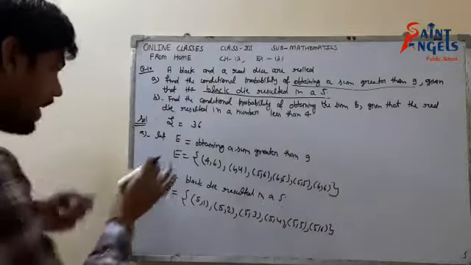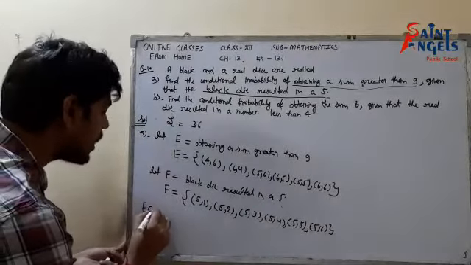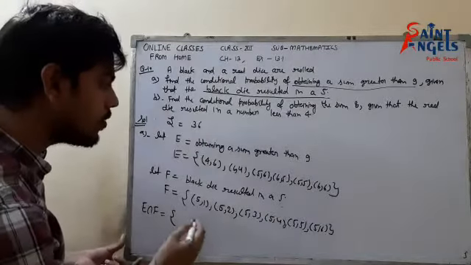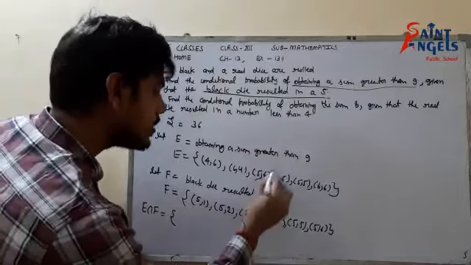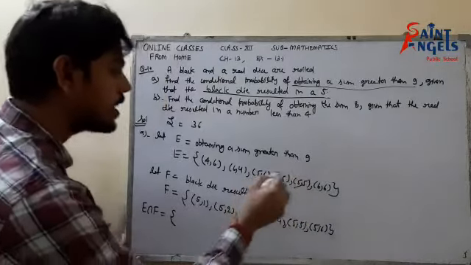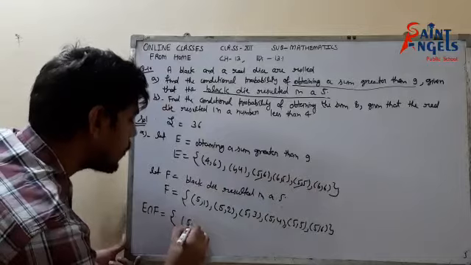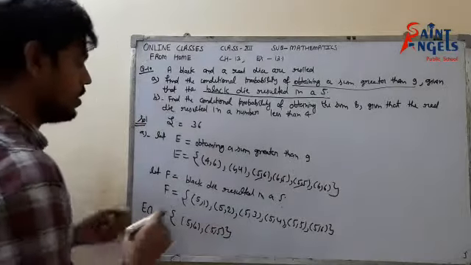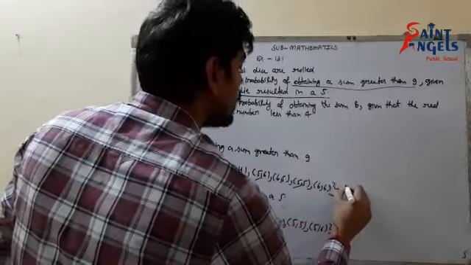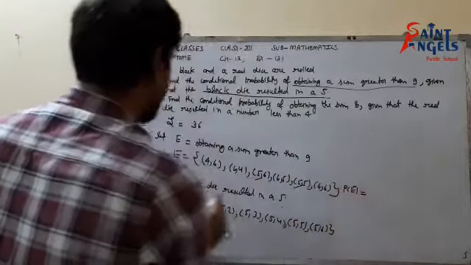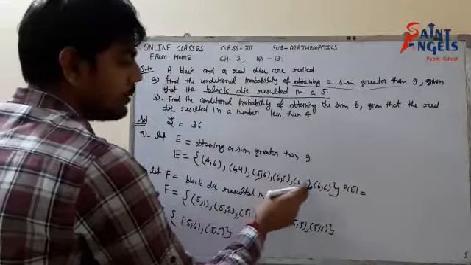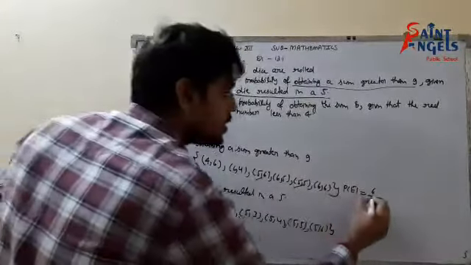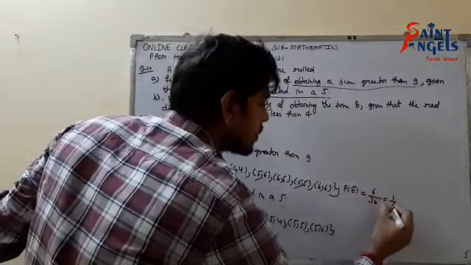Okay. Now find E intersection F. What are the common elements in both E and F? So 5, 6 and 5, 5. These are the two common ones. Now find out each one's probability. The probability of E would be 6 upon the total number of elements in the sample space, 36. That would be 1 by 6.